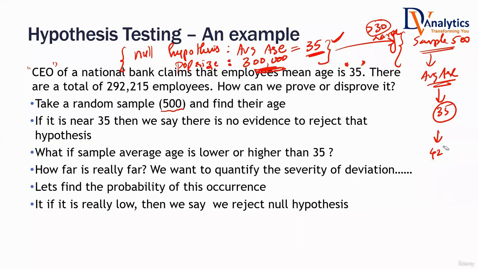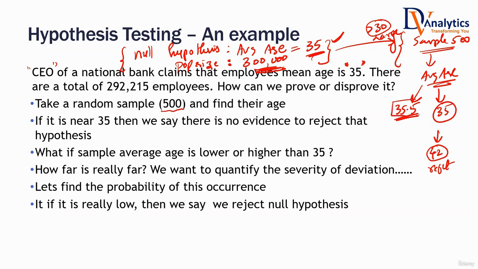Would you say that is a very small difference, 35, 42, chalta hai? Is it okay? Are you going to accept the null hypothesis, or are you going to reject it? You will definitely reject the null hypothesis. How about if the average age is 35.5? Are you going to accept or reject? Accept, isn't it? If it is 35, 35.5, it is not very far away.